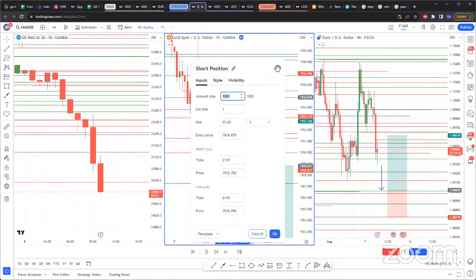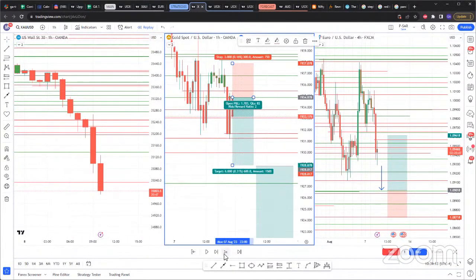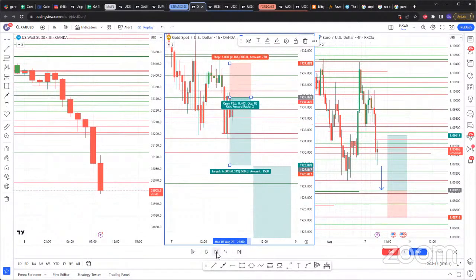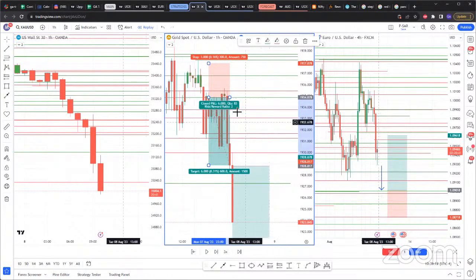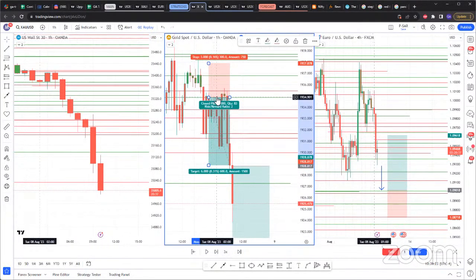Now, for this one, if I want a 30 pip stop and a 60 pip TP, and we keep playing, for this one I would have gotten taken out at break even, because you see price came to 1:1 and then went all the way back up to break even before dropping down.